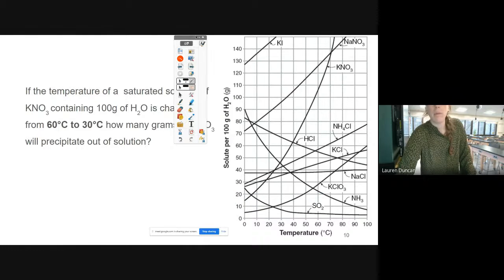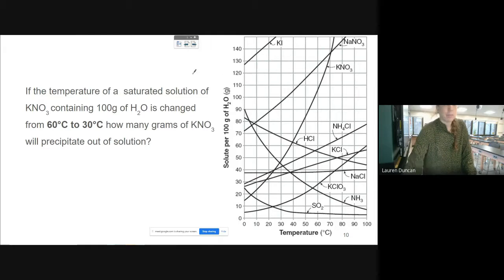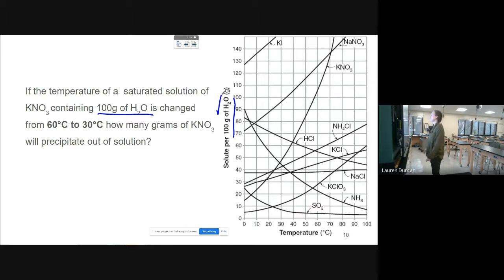All right, the last one, and then we have one more thing to do quick after this before we try the Gizmo, is something like this. They want to know how many grams of a substance will precipitate or fall out of the solution when you cool it down. So this says if the temperature of a saturated solution of KNO3 containing 100 grams of water, so that matches table G, is changed from 60 to 30 degrees Celsius, how many grams of KNO3 will precipitate, which means fall out of solution?